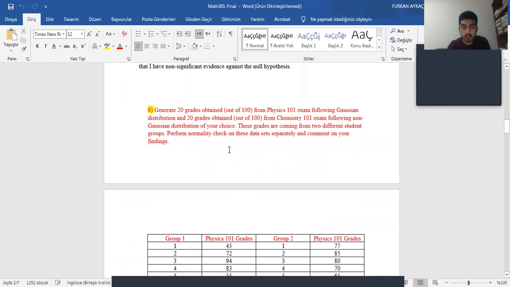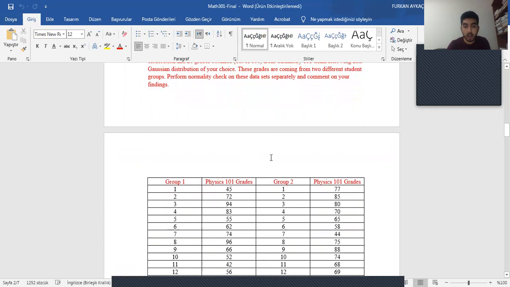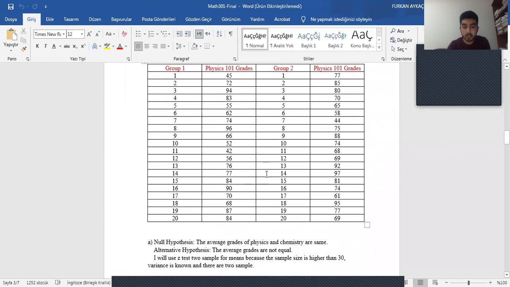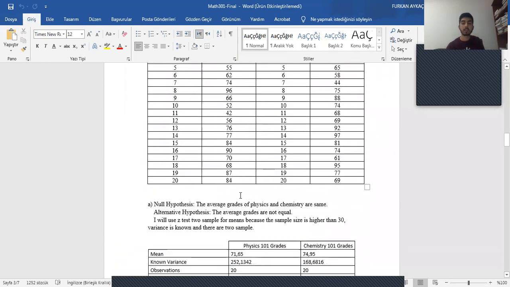In question 6, there are physics and chemistry exams. I also created my table here. My null hypothesis is the average grades of physics and chemistry are the same. My alternative hypothesis, the average grades are not equal. Like the previous one, it can be higher and lower. So I will approach it as two-tailed.